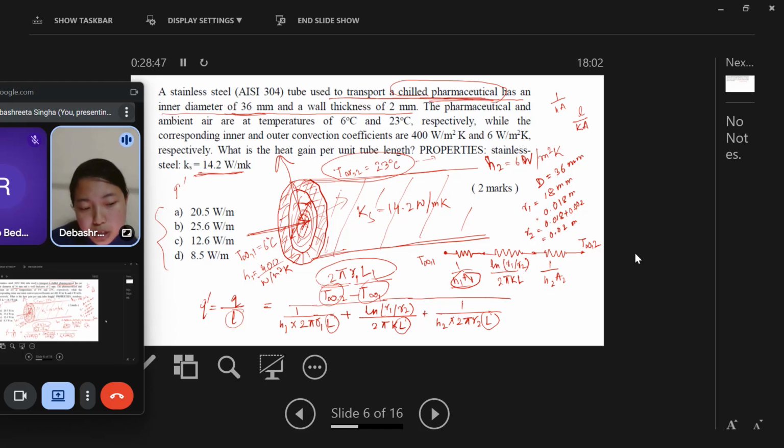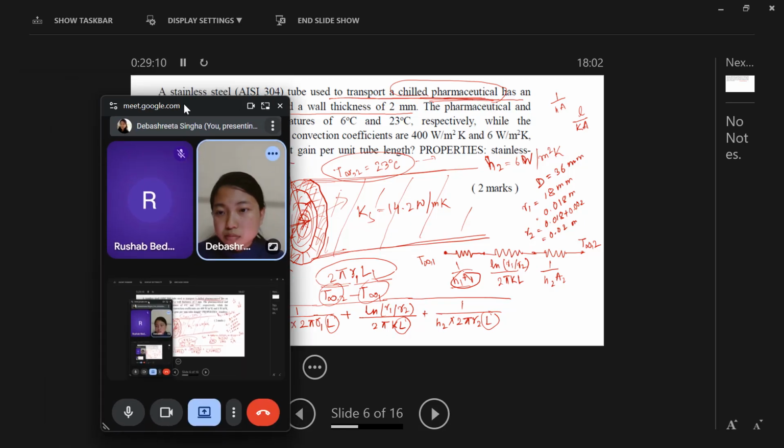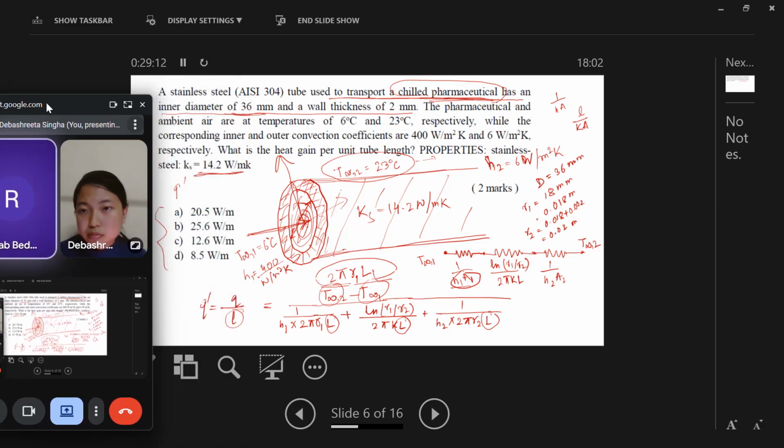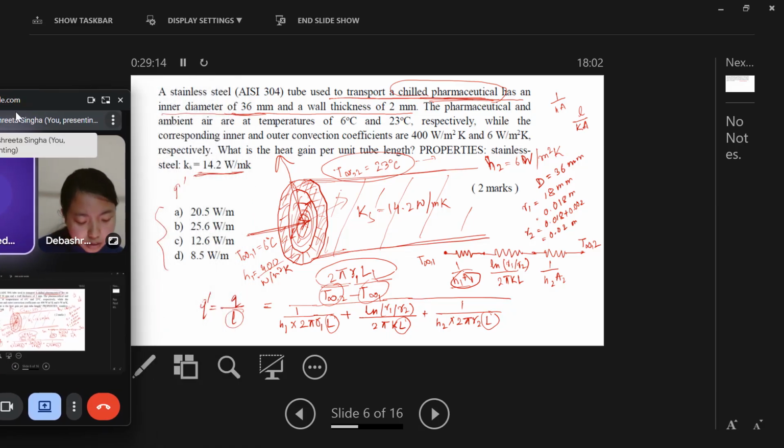Which assignment problems are you solving? Are you solving the first one or the second assignment problem? The second week or the first week? Second week. Okay, okay. So what have they asked to find out?